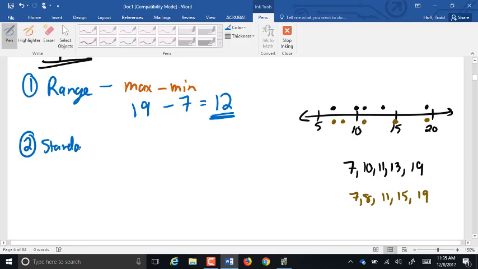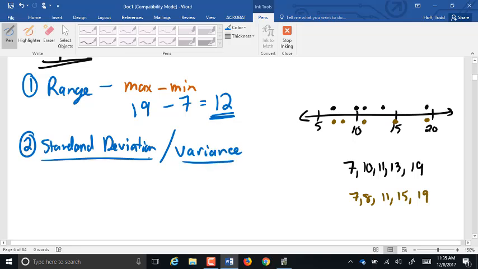We tend to use something called the standard deviation. Along with the standard deviation, we're going to talk about variance as well. The two go together. They're not the same thing. They go together. They're just the result at different steps in the same process.